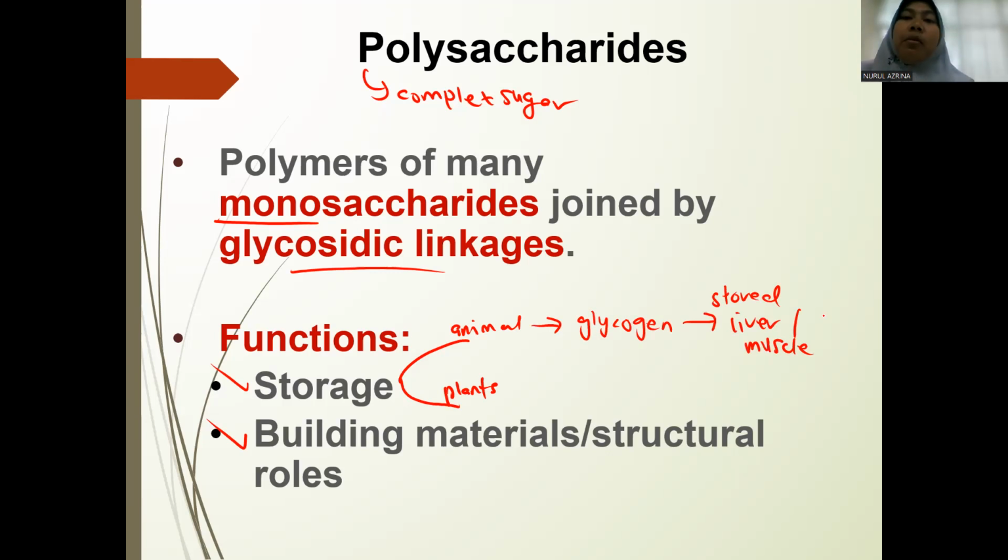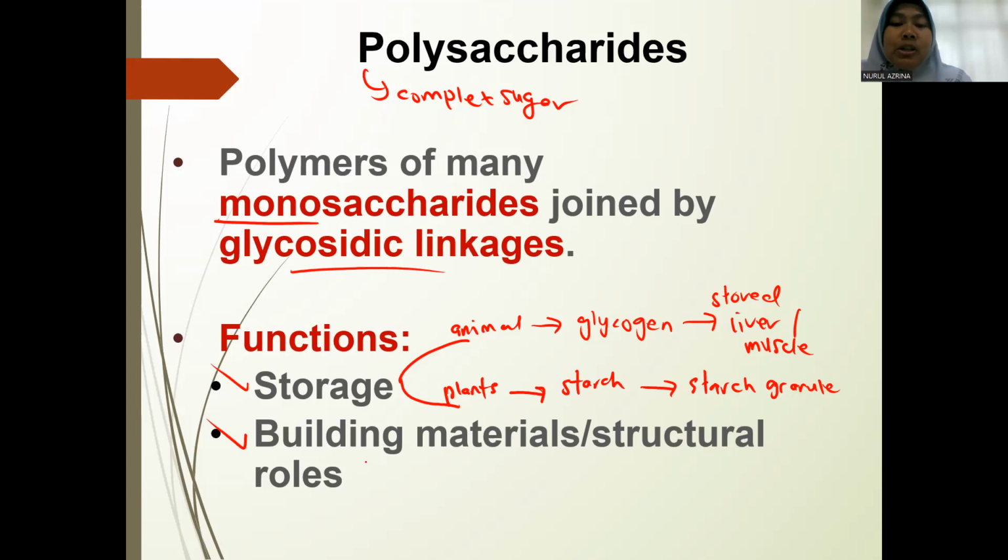For plant, gula yang berlebihan ataupun gula dalam tumbuhan will be stored in the form of starch. Ditukar dalam bentuk kanji dan kanji ni akan disimpan dalam starch granule. Starch granule maksudnya apa? Kantong kanji. Second one is polysaccharide is very important for building material or structural role, untuk membentuk struktur.